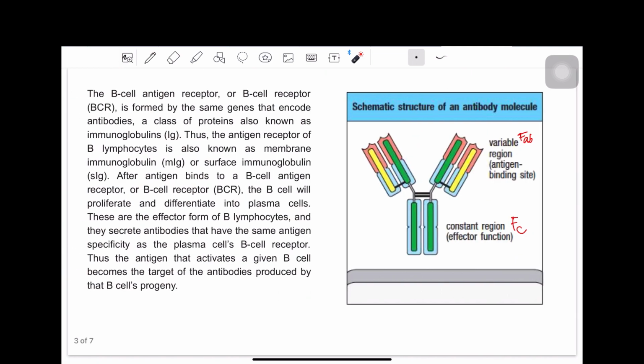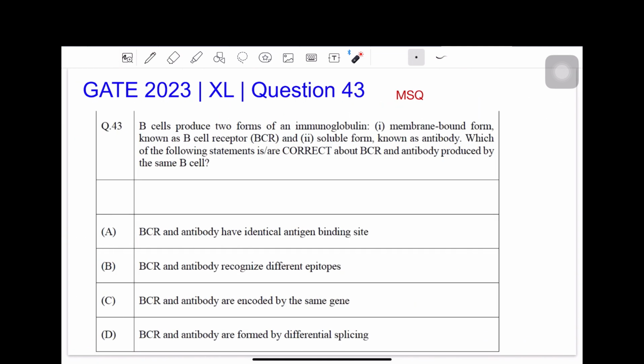Now, coming back to the question once again, after discussing all of these, let's see which statements are correct about BCR and antibody. BCR and antibody have identical antigen binding site. This is clearly right because we mentioned already that they are formed from the same gene and they can bind to the same antigen molecule. So this is definitely a correct option.